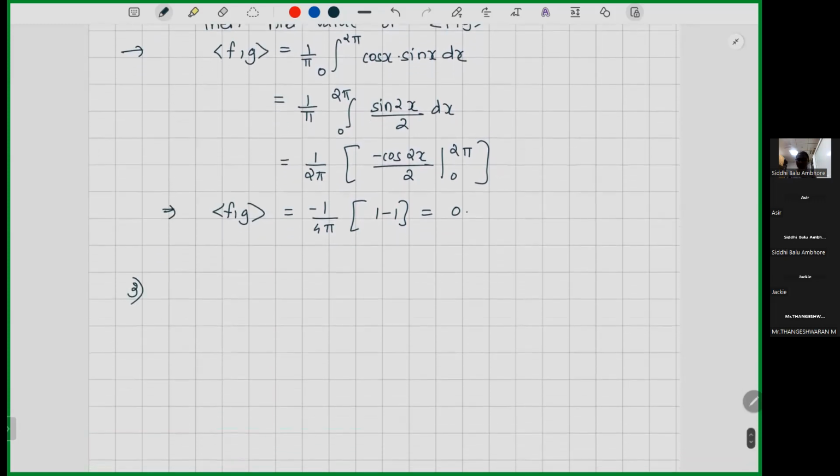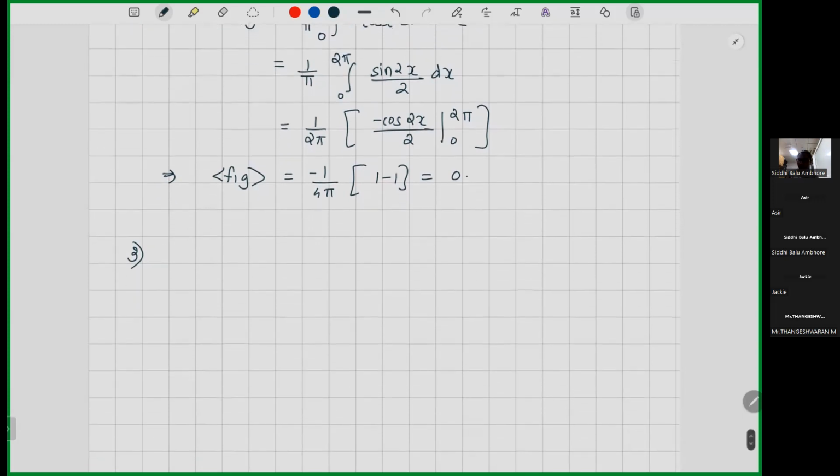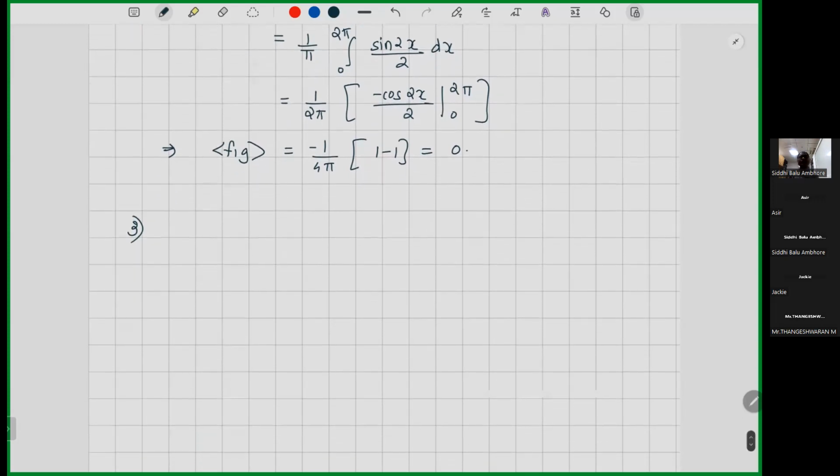I think it should be minus cos 2x, and the division by 2 has already been taken out, right? But the differentiation factor 2 should be there. For sin 2x, you would have minus cos 2x. Okay, is it okay now?